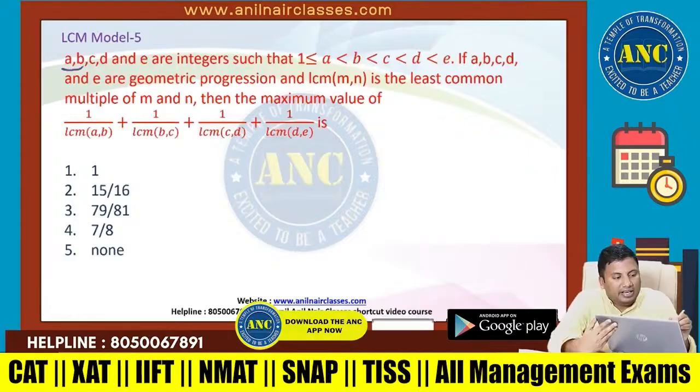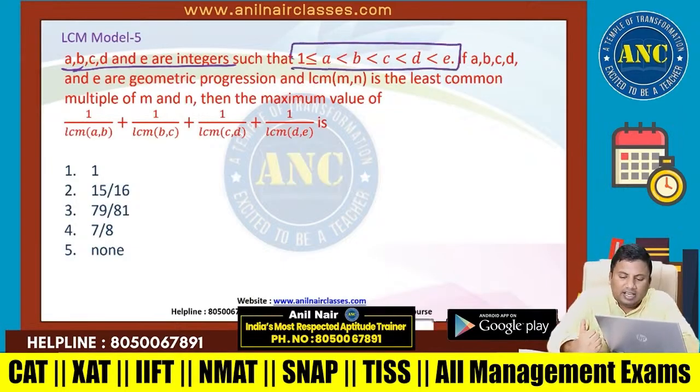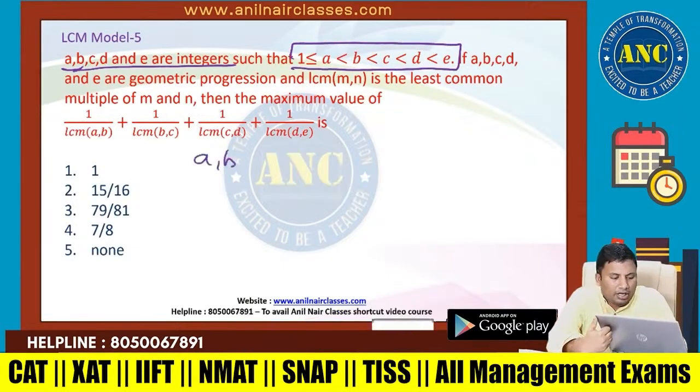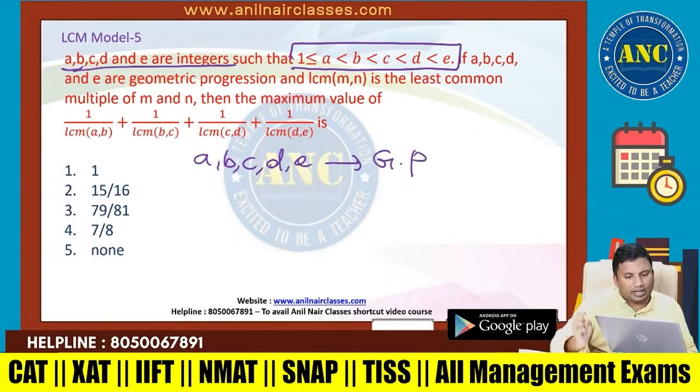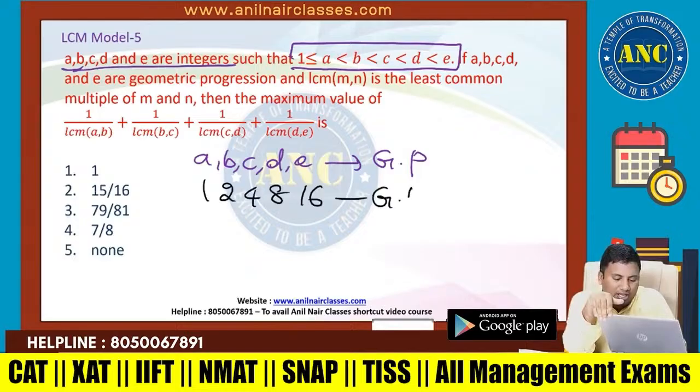A, B, C, D, E are integers. 1 is less than or equal to A, less than B, less than C, less than D, less than E. A, B, C, D, E are in geometric progression. LCM is the least common multiple, which we know. Because it is in geometric progression, I can take 1, 2, 4, 8, 16.